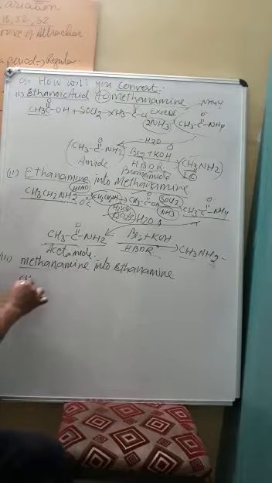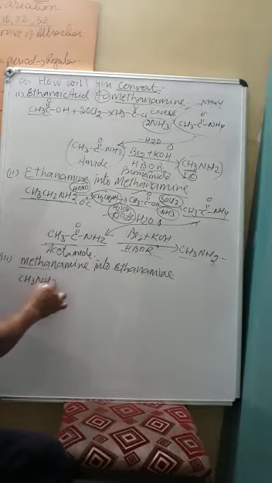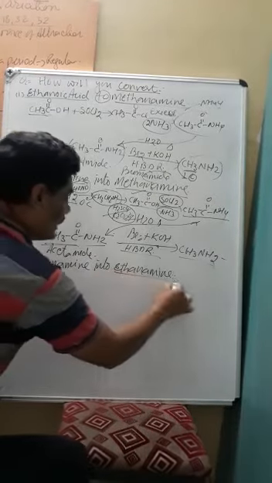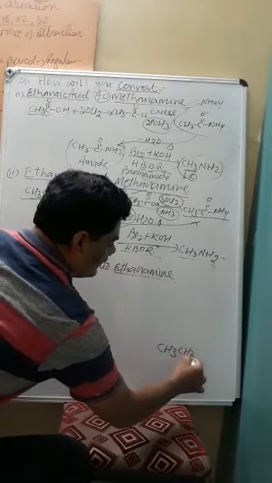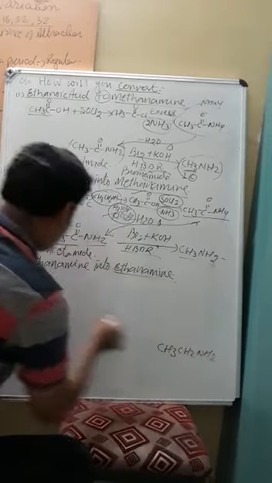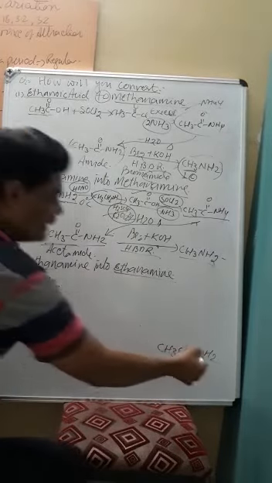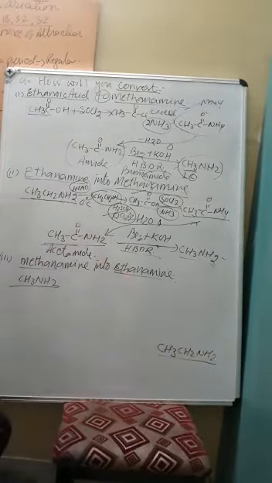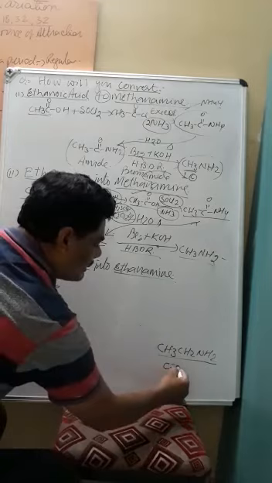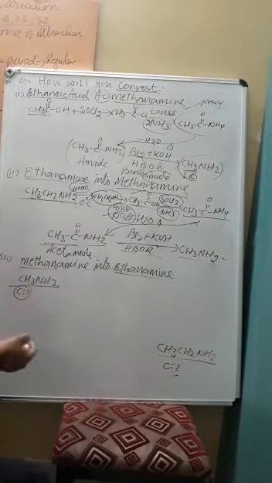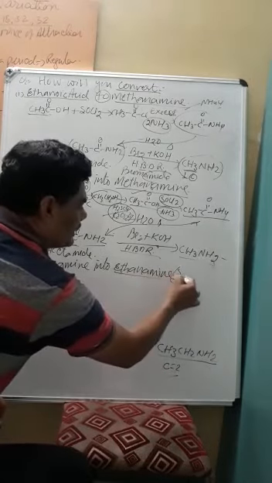But now the next reaction is methanamine, CH3NH2, to be converted into ethanamine. Now ethanamine means CH3CH2NH2. So it is the starting material and it is the final product. In the starting material, the carbon atom number is 1, but in the final product, the carbon atom number is 2.